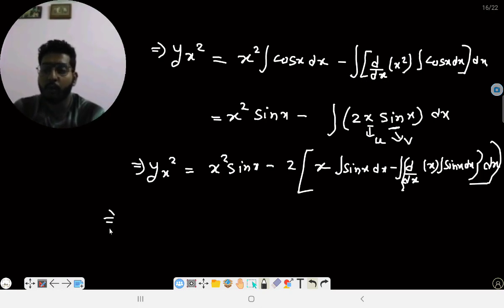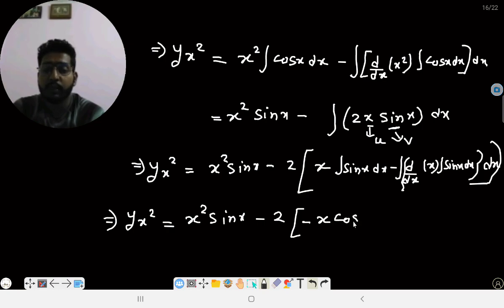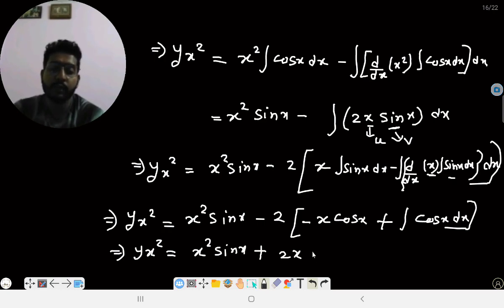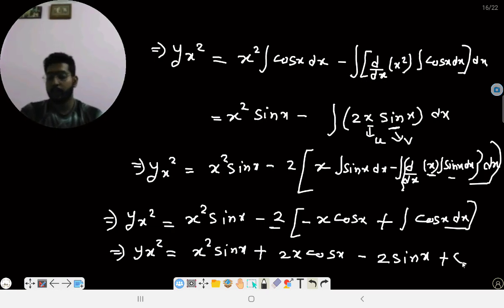Now it will be y x square equals x square sin x minus 2 into x sin x. The integration of sin x is minus cos x, so minus x cos x, minus the integration of the derivative of x, which is 1, and the integration of sin x is minus cos x, that will be plus the integration of cos x dx. Done. Now it is very easy: y x square equals x square sin x minus minus plus 2x cos x minus 2 into the integration of cos x, which is sin x, plus at the end c. So that will be my answer.